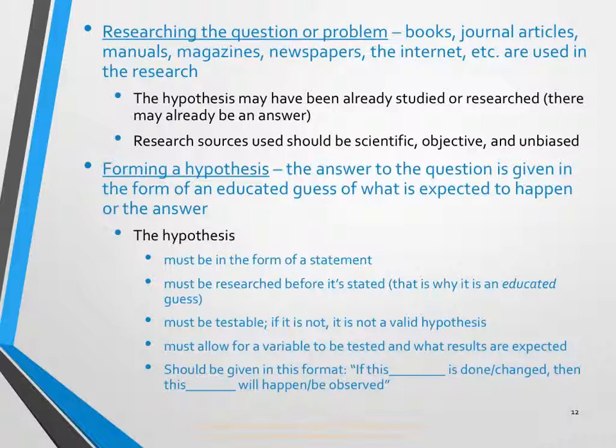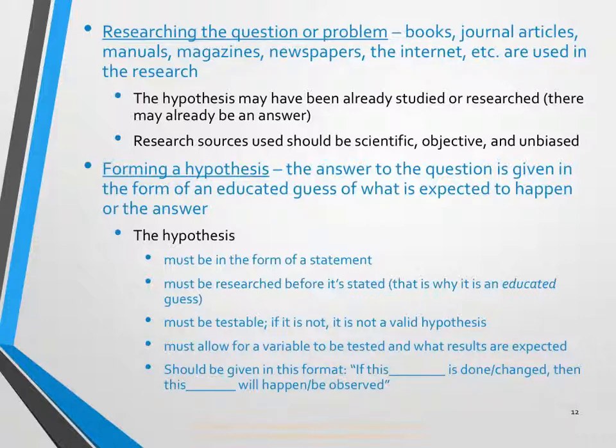So once you have a question in mind, the next step is to research the question or the problem. And you can do that using books or journals, manuals, magazines, newspapers, the internet, whatever form of research or whatever source that you have available to you. Those sources need to be scientific, objective, and unbiased. Once you've done your research, you can then start thinking of a hypothesis.